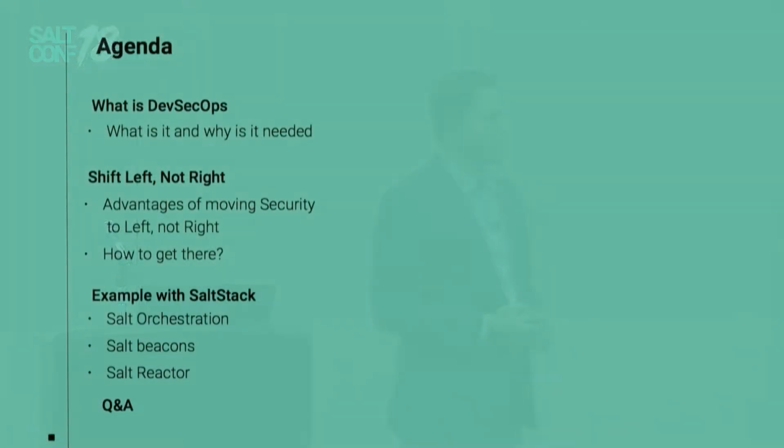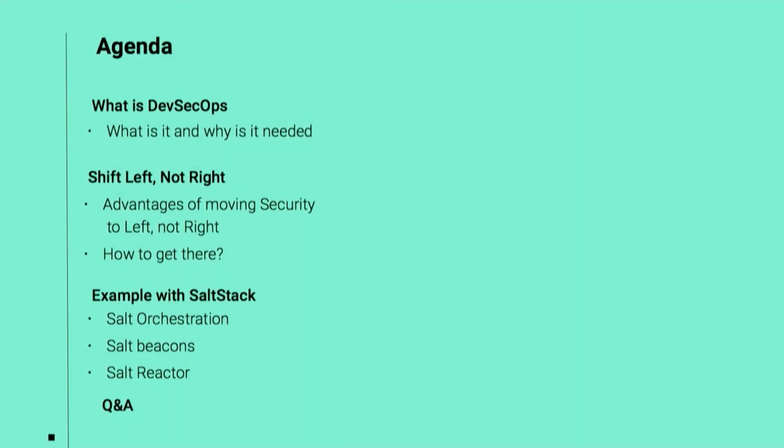So I have a short agenda. I'll discuss what DevSecOps is, why we need to shift security to the left and not right, some advantages of doing that. And once I'm done with the theory aspect of it, I'll walk through a really trivial example so that we can all bring that concept together so that it makes sense. And I'll use some examples with Salt orchestration, beacons, reactors, and hopefully it all makes sense and it's worthwhile for your time to come here. So thank you for coming in.